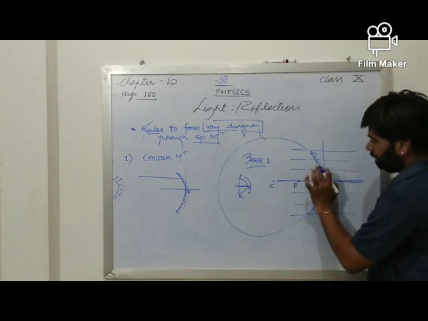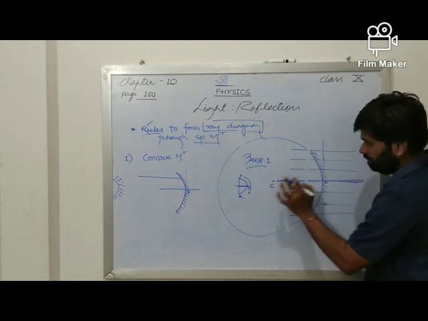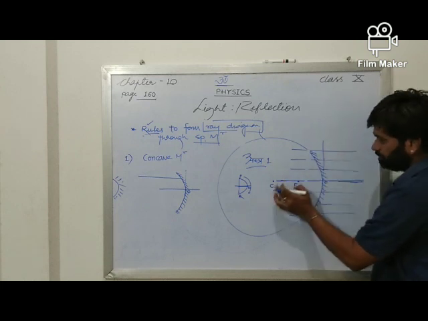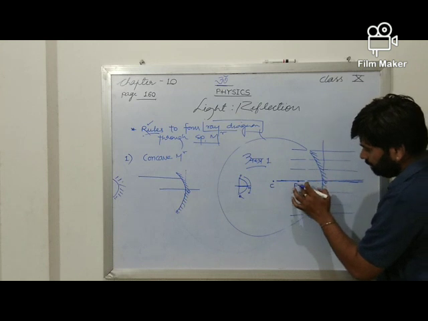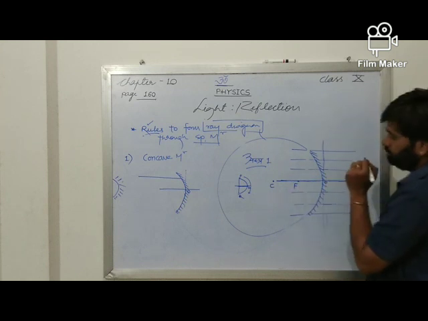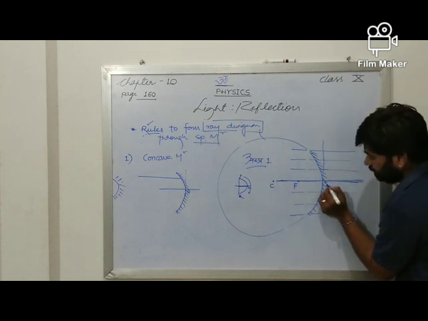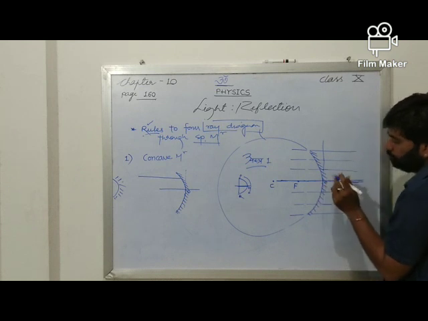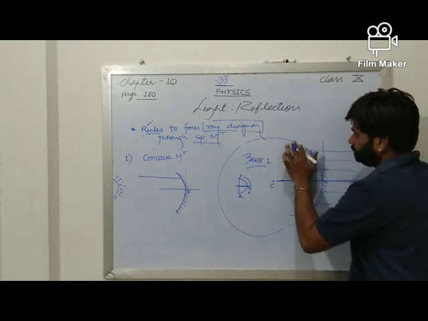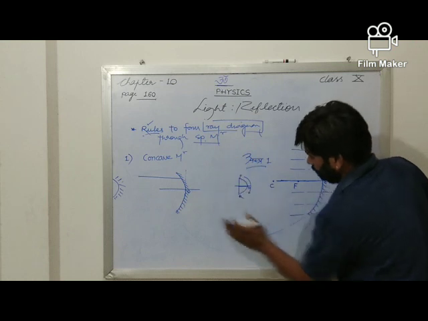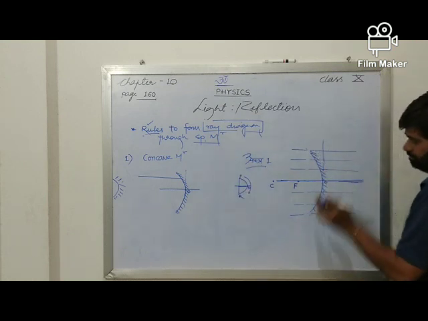This particular spherical mirror will have a center. This particular spherical mirror will have a focus. This is known as the pole. This particular point is pole. Are you getting this?